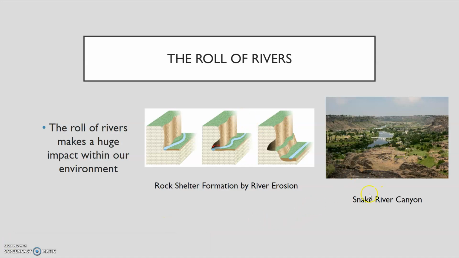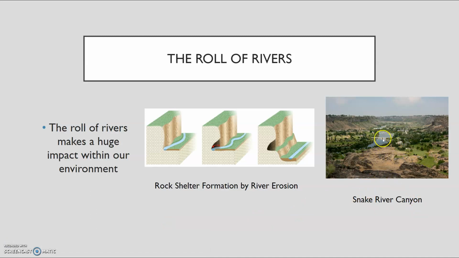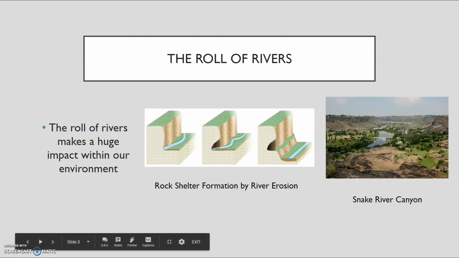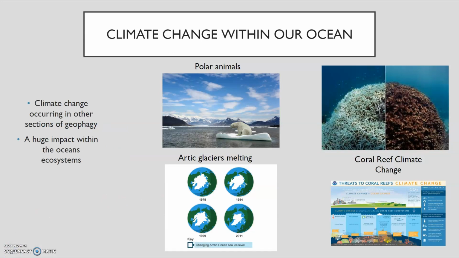So as you can see in this image on the right here, you can see Snake River Canyon has slowly made its way around mountains and land as well. So climate change within our ocean.